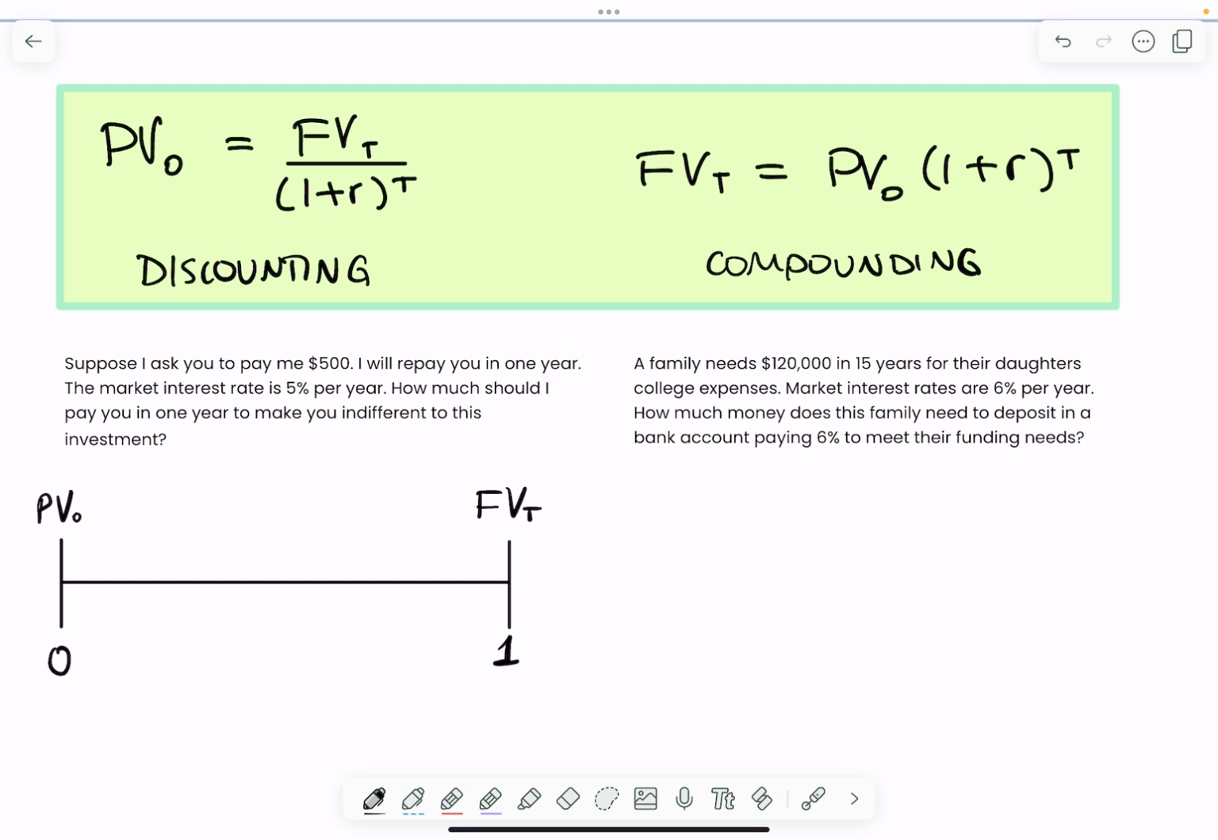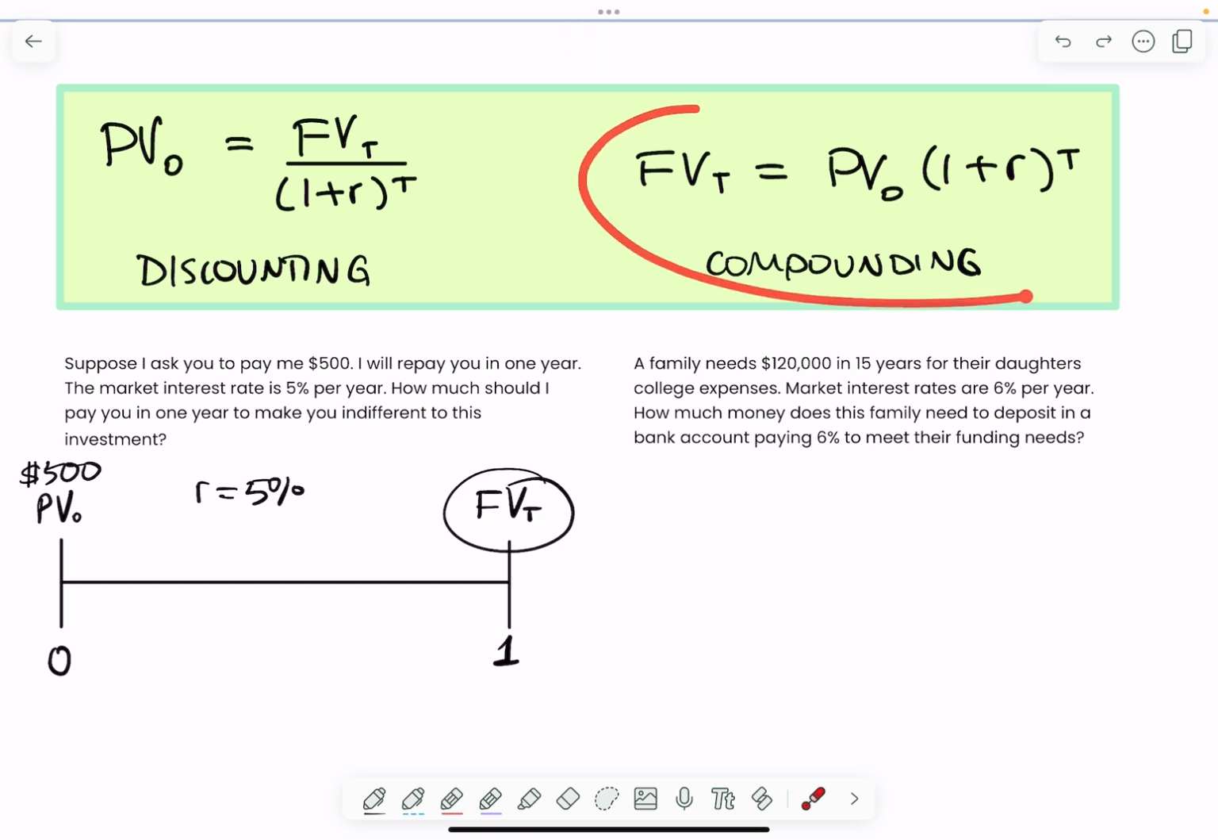The market interest rate is 5% per year. How much should I pay you in 1 year to make you indifferent to this investment? So they want to know the future value of money. How much should I pay you in a year? Because they're telling us that the present value of that money is $500. So in other words, we want to solve for future value. So we're going to use this formula right here.